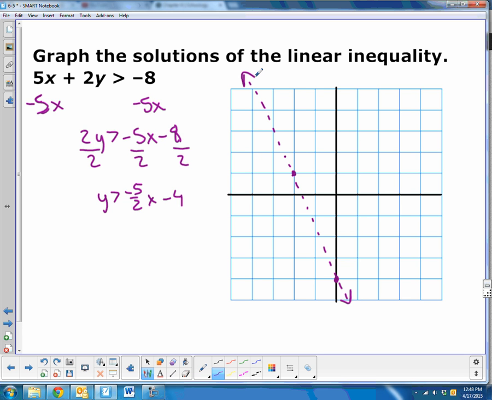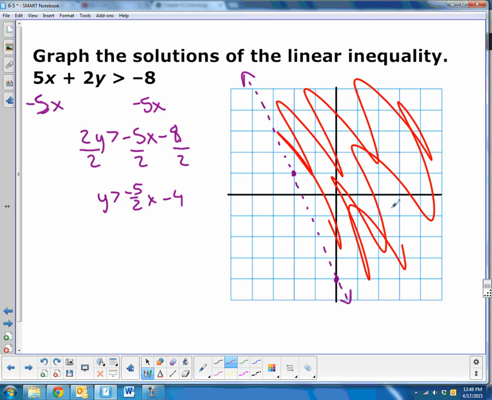Now it says y is greater than negative 5 halves x minus 4. So I'm going to shade above the line, because every y value above that line is a solution to that inequality. And that's it. That's how we graph it. I say that's it. It's so easy. Oh, get y by itself.